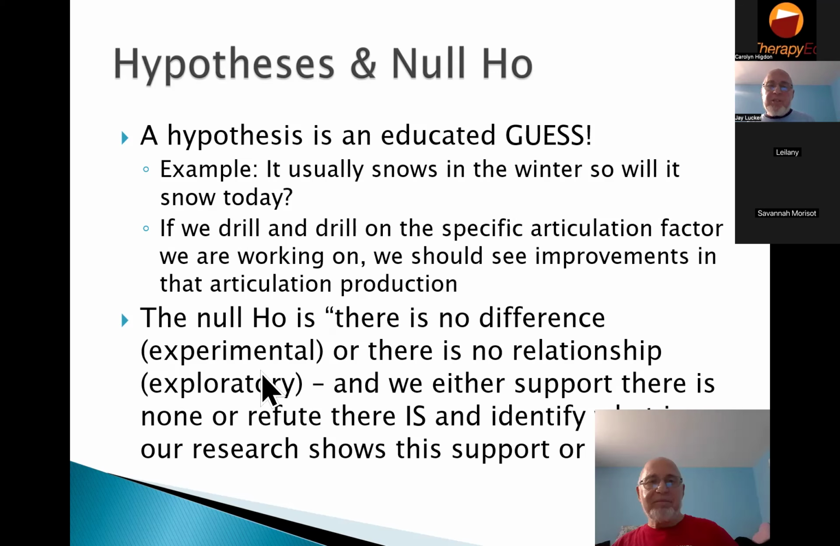In an experimental study, there is no difference. I made a mistake here. In an exploratory study, there is no relationship. In an experimental study, there is no difference. That's what it is: no difference for experimental, or no relationship for exploratory, right? And we either support there is or refute it, depending on the outcomes of our research.